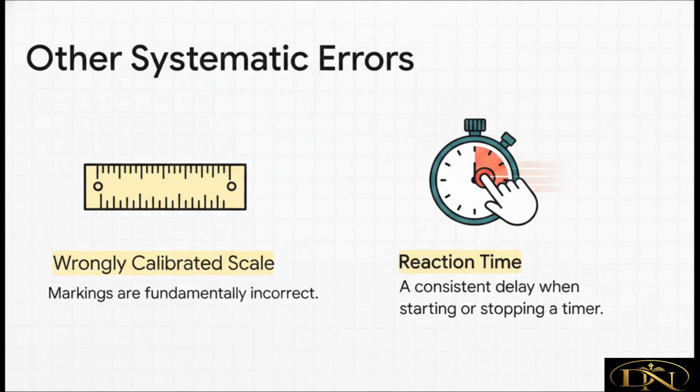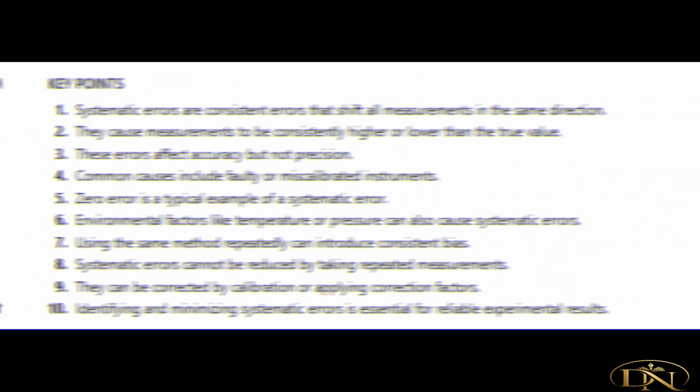Zero errors aren't the only culprit, though. You could have a scale that was just calibrated wrong from the factory. The markings are literally in the wrong place. Or a really subtle one is your own reaction time. If you're always a little slow hitting the stop button on a timer, maybe by a fraction of a second, that consistent delay is a systematic error.